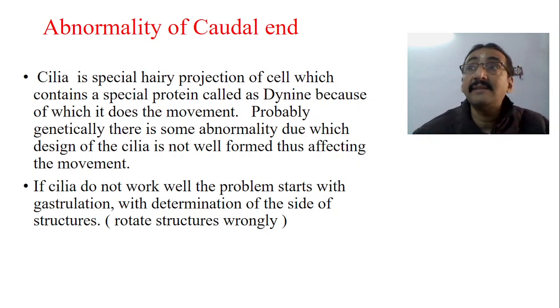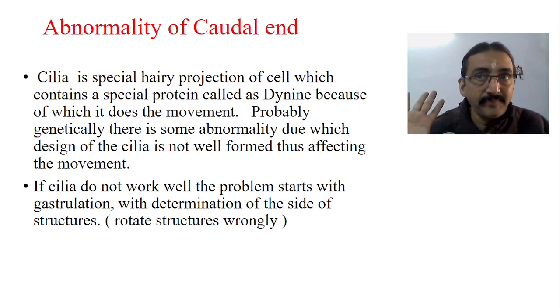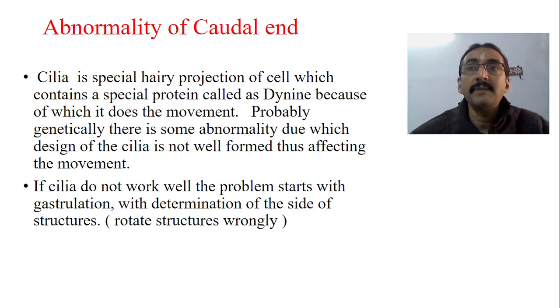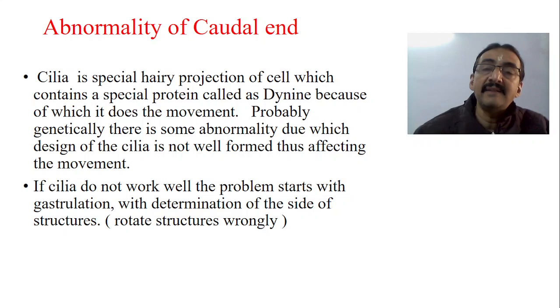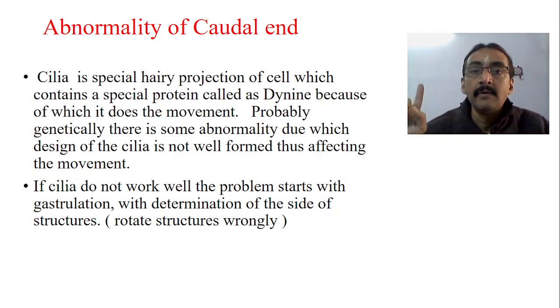Probably genetically there is some abnormality due to which the design of this dynein protein is not completely formed. So that cilia is not performing its function properly. Sometimes there may be a genetic problem because of which the formation of the cilia is affected, because cilia require an important protein called dynein. Its design is not proper, so an abnormal type of dynein protein is formed, and therefore the cilia movement is abnormal.